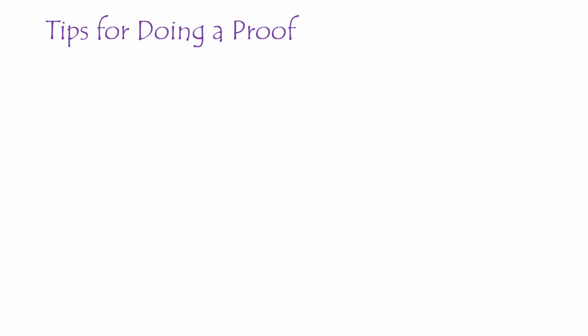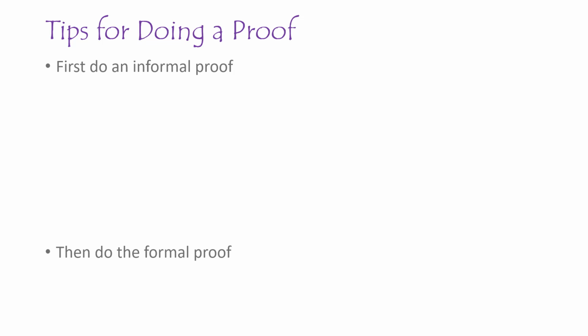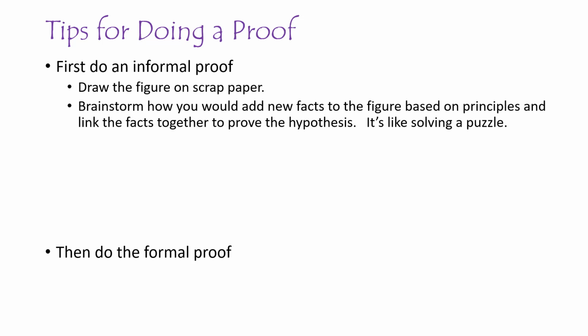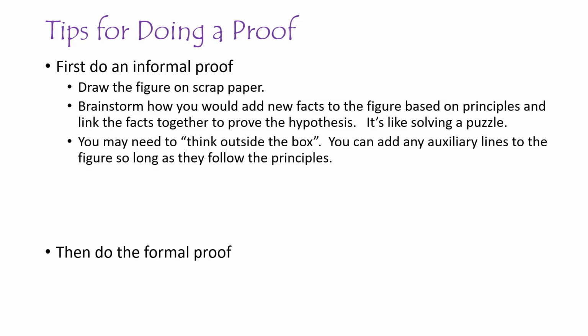Now we have several more slides here, and the first is the tips for doing a proof. First, you want to do the proof informally first, then you do a formal proof. And you're solving a puzzle, so you want to draw the figure on a scrap piece of paper and then brainstorm how you would add new lines, new facts to this figure based on the principles, and how you would link the facts together to prove the hypothesis. It's like solving a puzzle. And you may need to think outside the box.